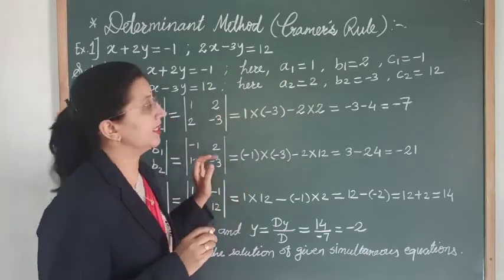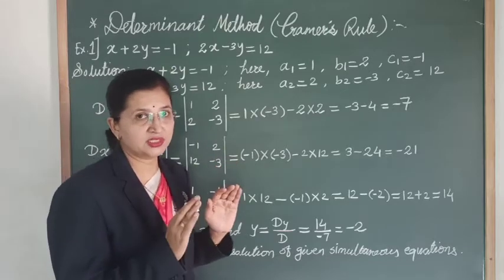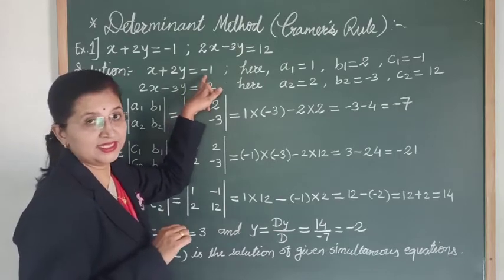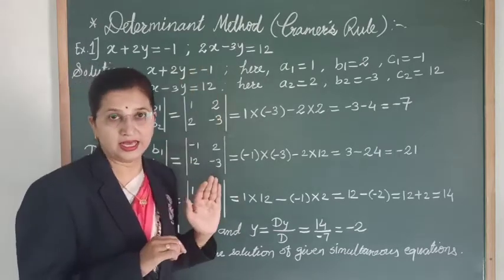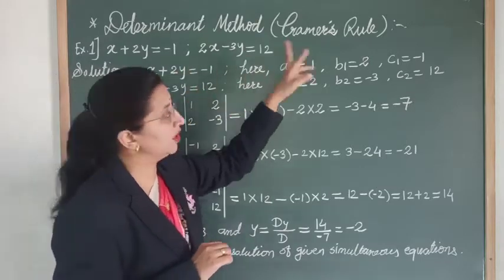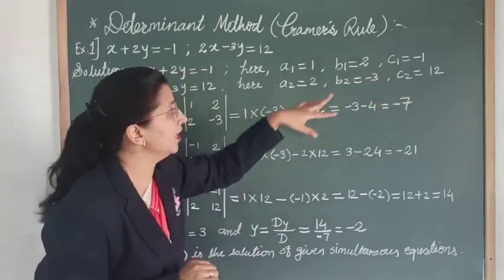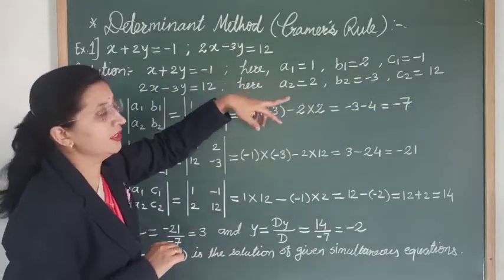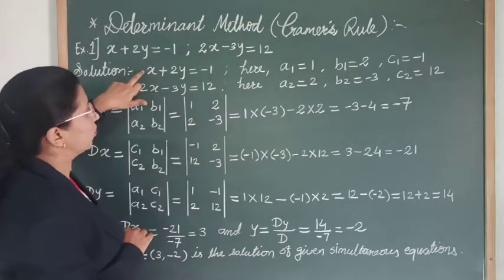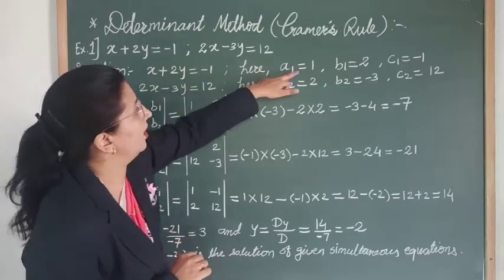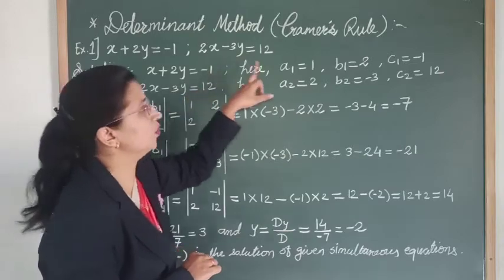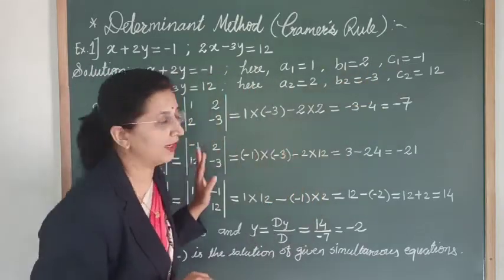Now, while solving these simultaneous equations by Cramer's rule, the first thing is that we have to make sure that the constant terms, that is c1, c2, are on the RHS. Okay, so let's write down the values of a1, b1 and c1 from the first equation. The coefficient of x is 1, it means a1 is 1, b1 is 2 and c1 is negative 1. If a negative sign is there, then we have to write it.